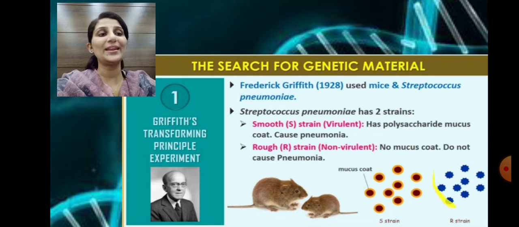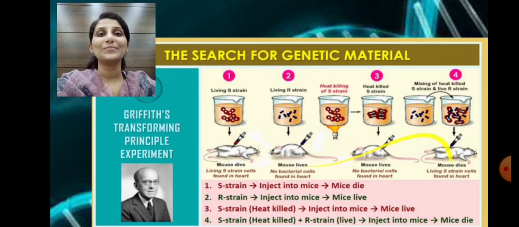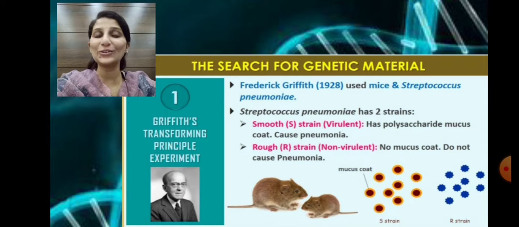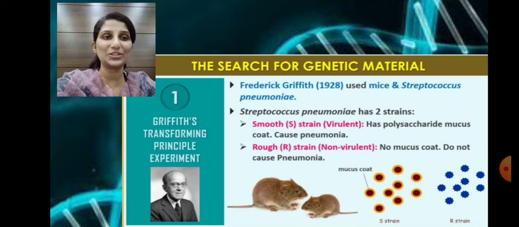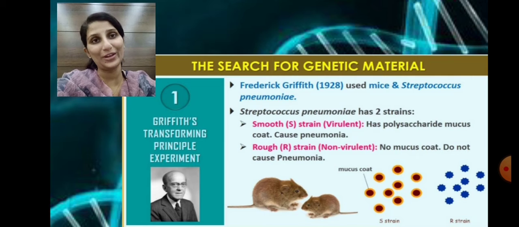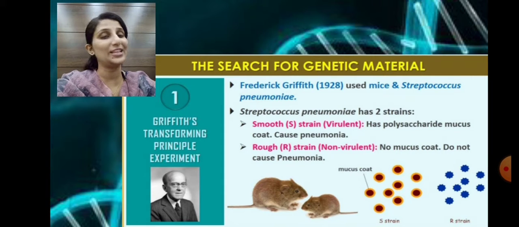Whereas the other strain is the rough strain, and this is the non-virulent form. It does not cause pneumonia. Why? Because it is lacking the polysaccharide mucus coat. So the two strains of Streptococcus pneumoniae are the smooth strain and rough strain. Smooth strains are virulent, whereas rough strains are non-virulent, because they do not have the mucus polysaccharide coat. Whereas the smooth strain has the polysaccharide coat, which gives it the virulence property.